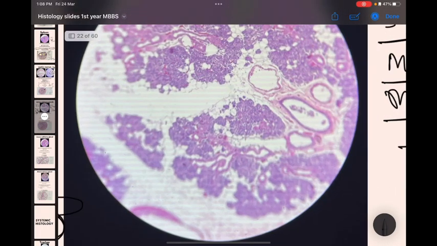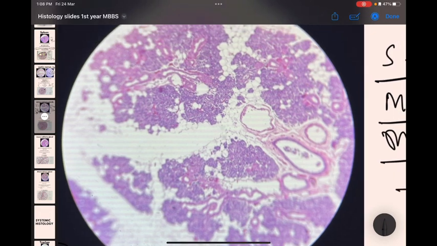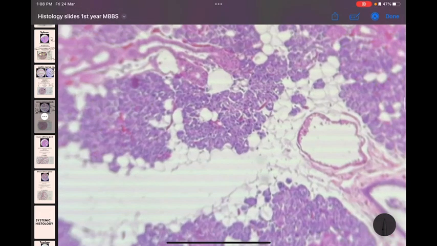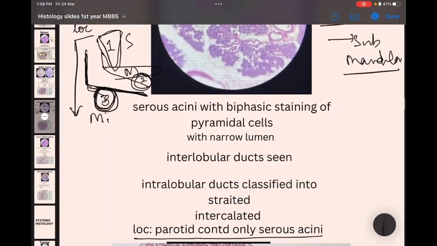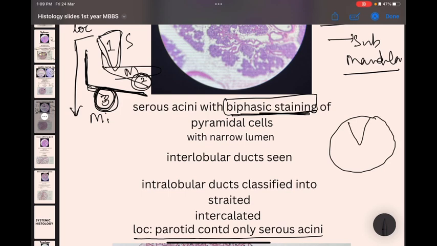Serous acini, you can identify it very clearly. It looks somewhat like this. Now serous acini contains biphasic staining. Wherever serous acini comes, you have to remember this word: biphasic staining. Coming to the structure of serous acini, we have pyramidal cells and small lumen. The lumen is small in the case of serous acini.